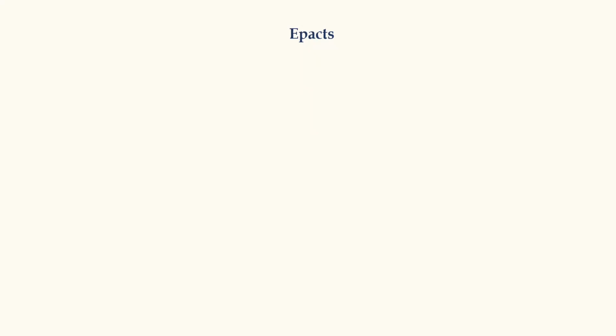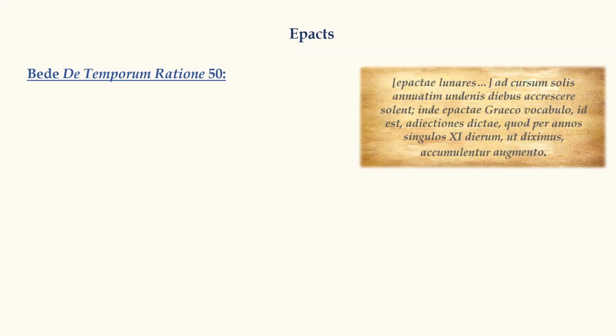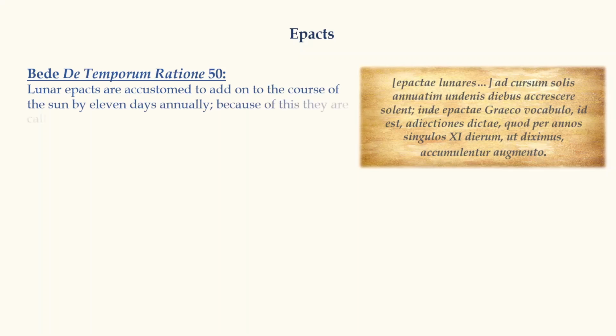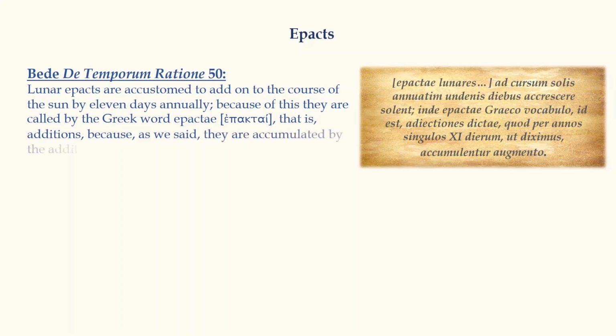Dionysius is a bit vague about what epacts actually are. Presumably he expects us to know what they are already. So let's look at what Bede has to say. "Lunar epacts are accustomed to add on to the course of the sun by 11 days annually. Because of this, they are called by the Greek word epacti, that is, additions, because, as we said, they are accumulated by the addition of 11 days each year."